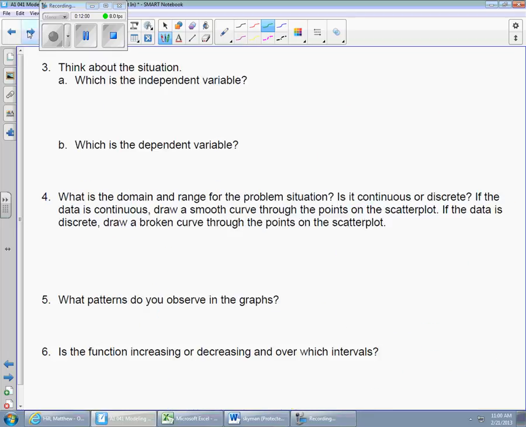If you're not finished, we're going to look at the next question. Think about the situation. Now, Joabel's already answered this question for us, but what is the independent variable? Okay, well, let's just do this first and foremost. Which axis is always going to get the independent variable? Exactly, the x-axis always gets the independent variable. It doesn't matter what the independent variable represents. It'll always be on the x-axis.